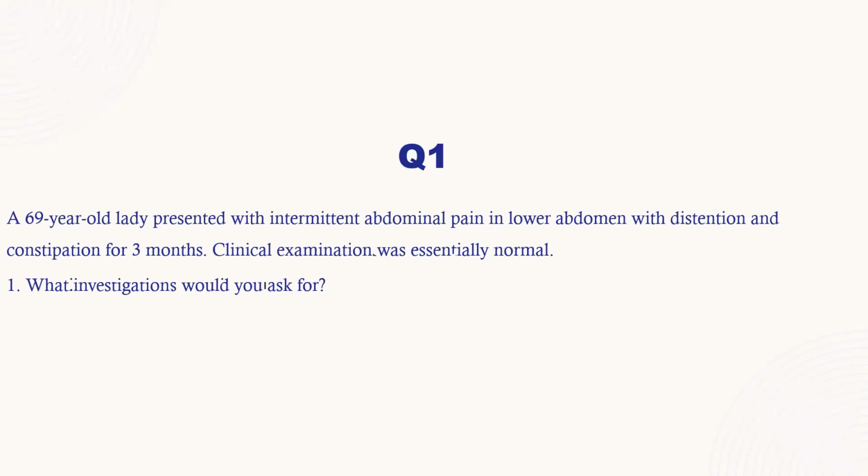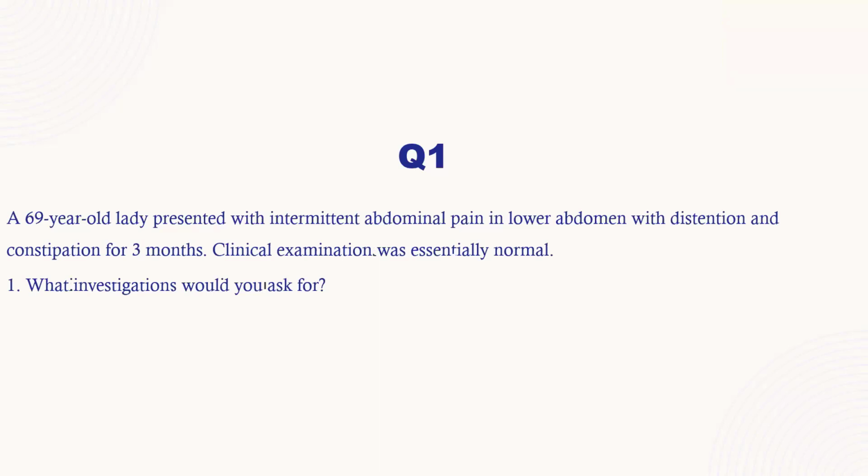Okay, Vinod, start. A 69-year-old lady presented with intermittent lower abdominal pain with distension and constipation for 3 months. Clinical examination is essentially normal. So, how would you investigate this lady?